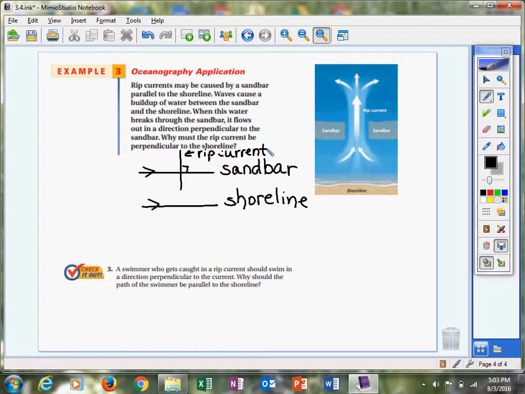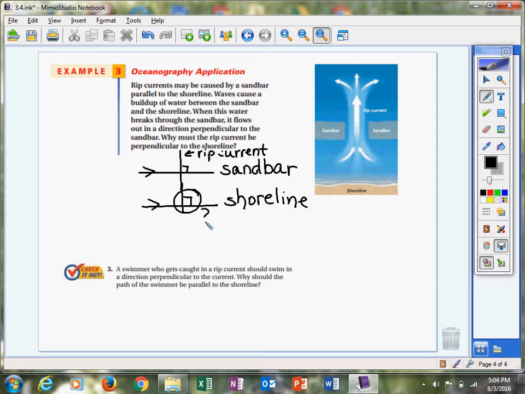To finish this problem, why must the rip current be perpendicular to the shoreline as well? If it's perpendicular to the sandbar and the sandbar is parallel to the shoreline, then why does the rip current also have to be perpendicular to the shoreline? What is it that can prove that this is true? That if I extend this line all the way to the shoreline, that this has to be true as well. Why is that also true?